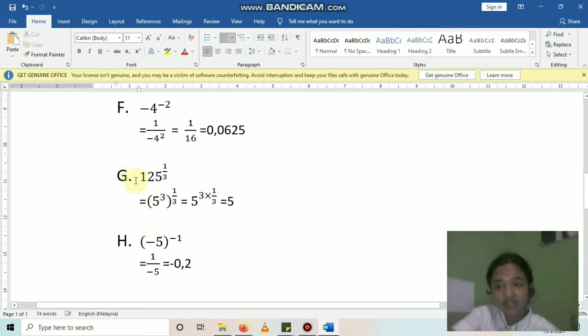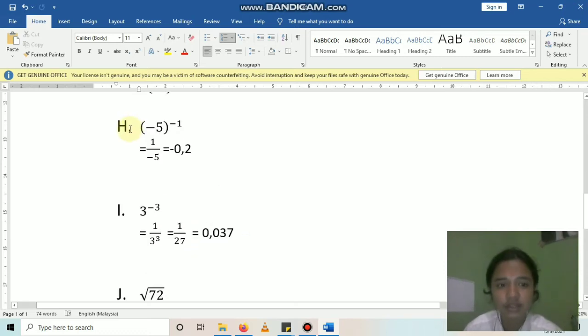Next, 125 to the power of 1/3 equals 5 cubed, all to the power of 1/3 equals 5 to the power of 3 times 1/3 equals 5. Next, -5 to the power of -1 equals 1 divided by -5 equals -0.2.